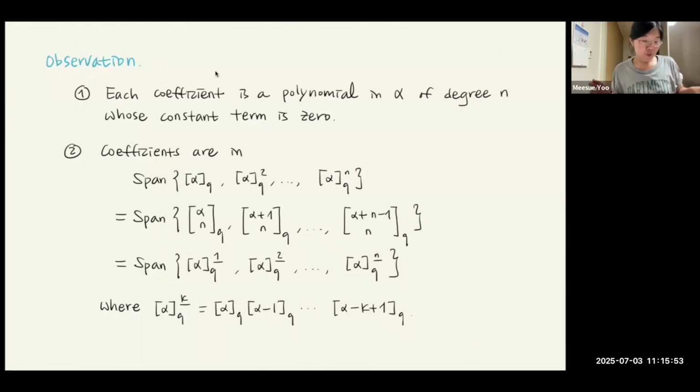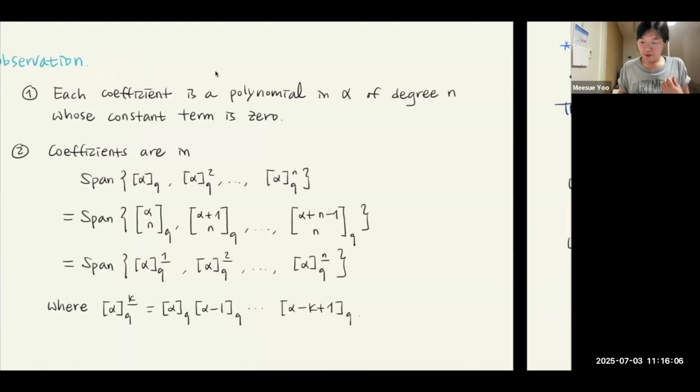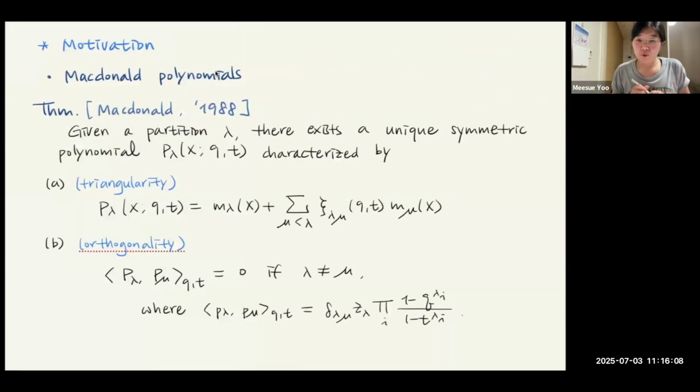But I'm not going to show those results. What I'm going to show is how we get to define those alpha chromatic symmetric functions and where the problem starts. So let me begin by reminding you of the McDonald polynomials.